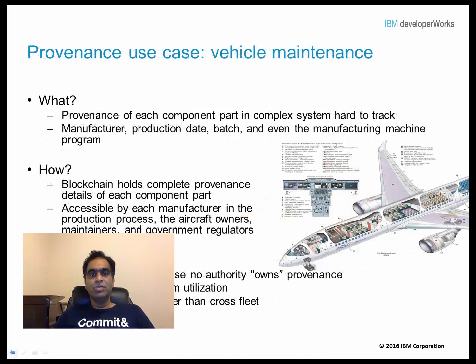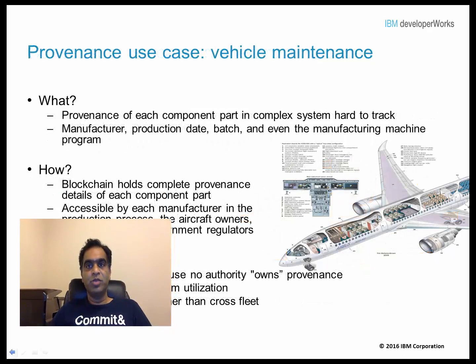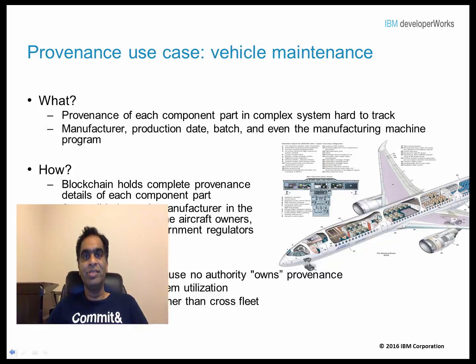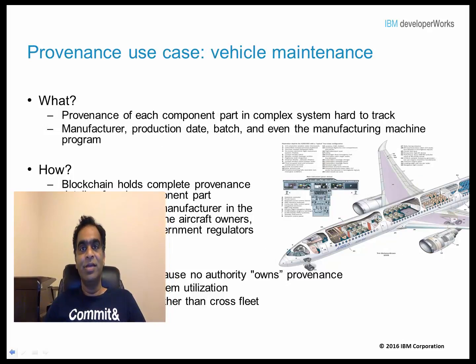Now, let's talk about the second use case that addresses provenance in aircraft vehicle maintenance. What is the use case regarding provenance? It is really very hard and complex to track provenance, which is the origin of each component involved in aircraft vehicle maintenance. There are different manufacturers, different production dates, different batches, and even different manufacturing machine programs.